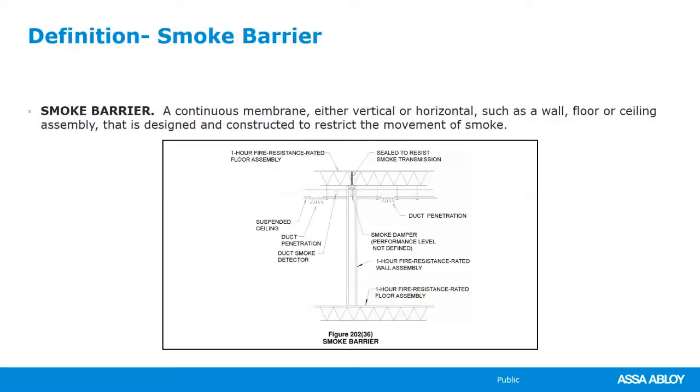Smoke barriers are a continuous membrane, either vertical or horizontal, such as a wall, floor, or ceiling assembly that is designed and constructed to restrict the movement of smoke. Smoke barriers are used to form smoke compartments, and in healthcare specifically, these smoke compartments are used to relocate people safely and promptly during a fire. They will have a 1 hour fire resistance rating.